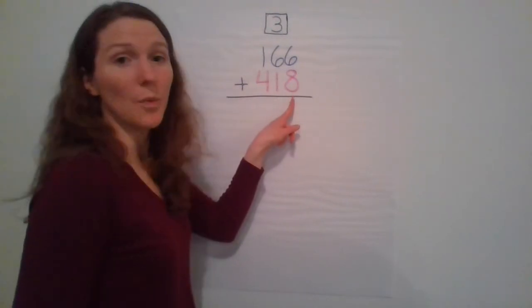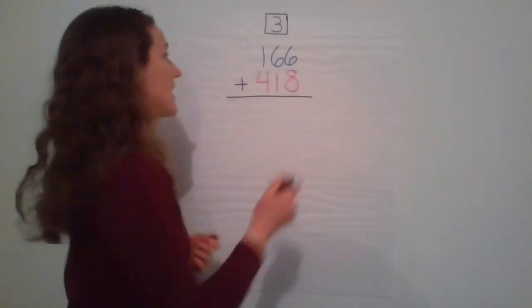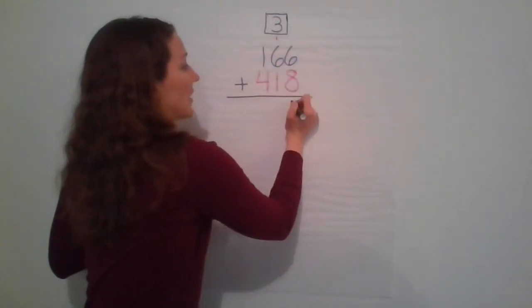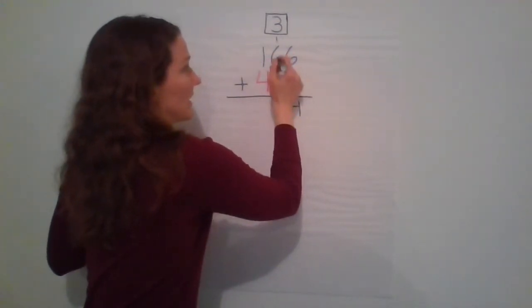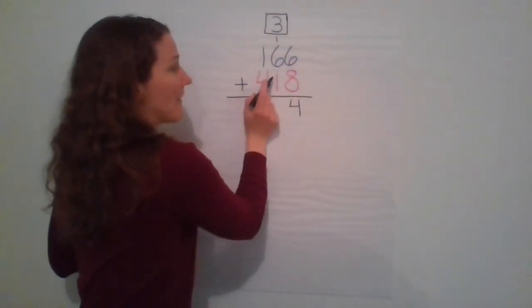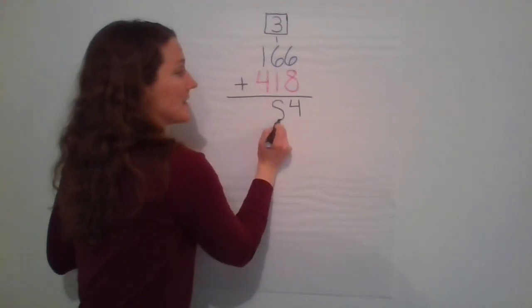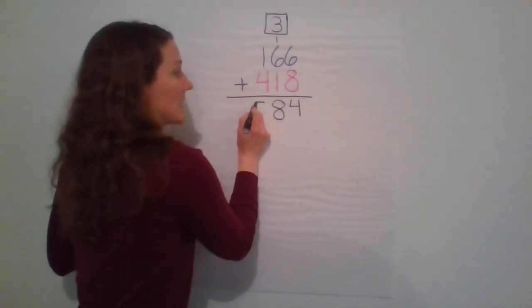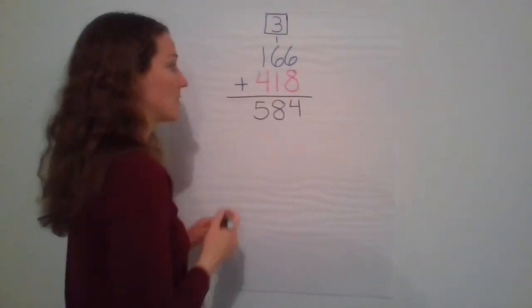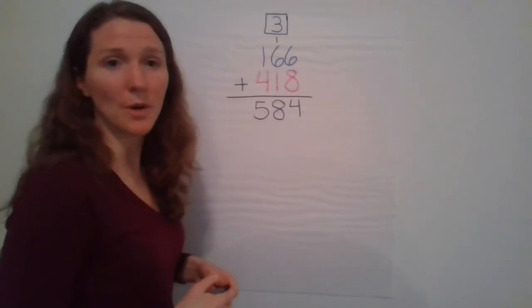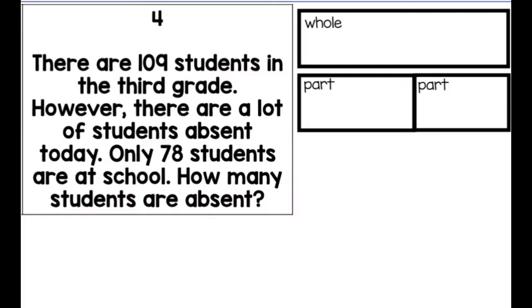Always start in the ones column. 8 plus 6 is 14, carry the 1. To the tens column, 6 plus 1 is 7, plus 1 is 8. 1 plus 4 is 5. Caleb scored 584 points today. Number 4. So we have 109 students in the 3rd grade at Cobbett.